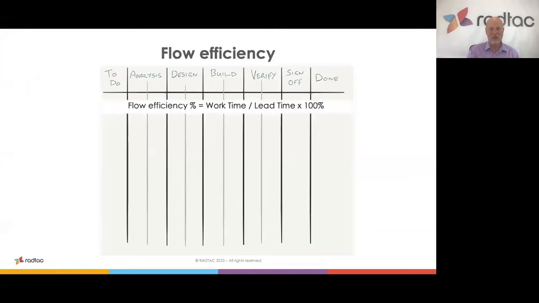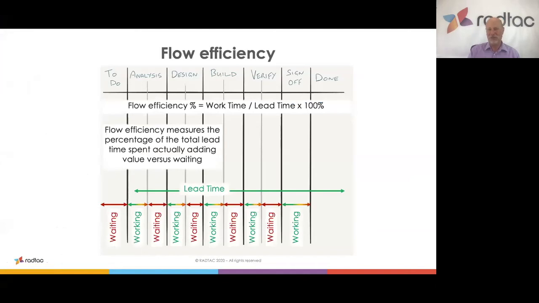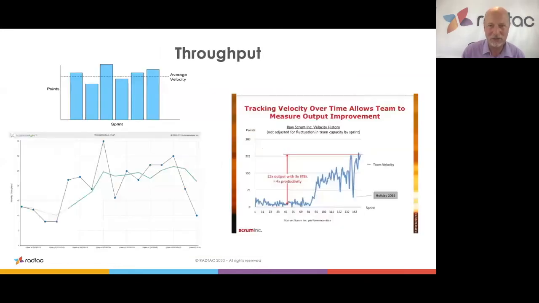So flow efficiency. Flow efficiency measures the percentage of total lead time spent actually adding the value versus the waiting. So there we've just talked about the lead time. We've talked about doing the process and having to wait. Flow efficiencies of 1 to 5% are commonly reported, as I was suggesting. Yeah, 40% is pretty good. So we need to be measuring this sort of stuff. It's absolutely key in any team.